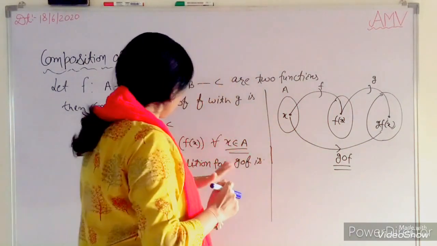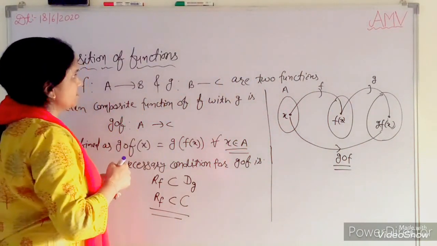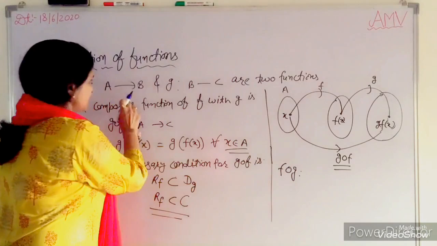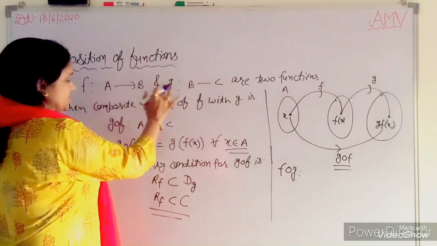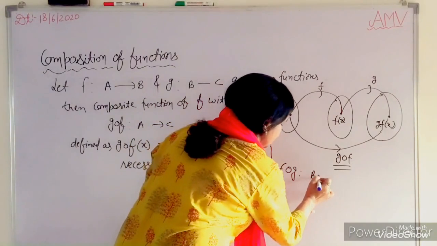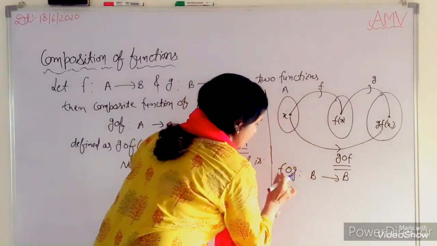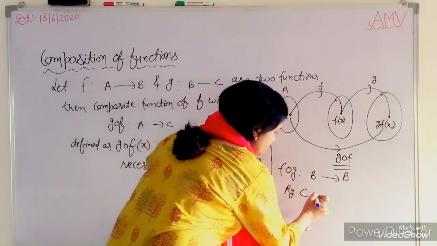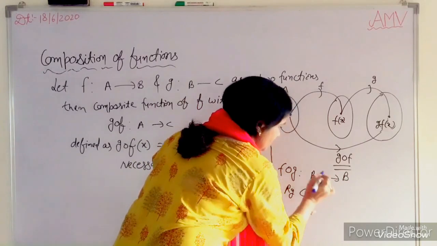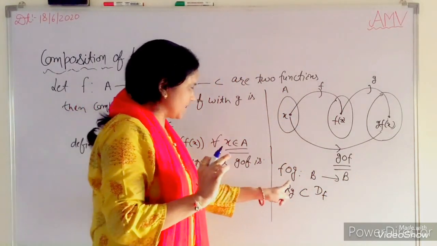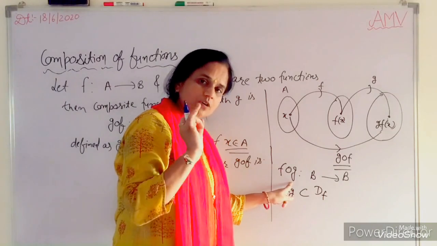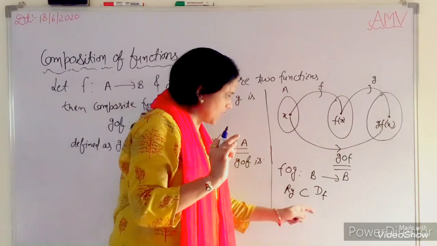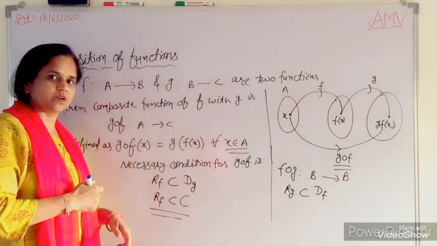Now student, for fog, the functions go from B to B, and for this the range of g must be a subset of the domain of f. Means the range of the g function must always be a subset of the domain of f. Now student, make a note.